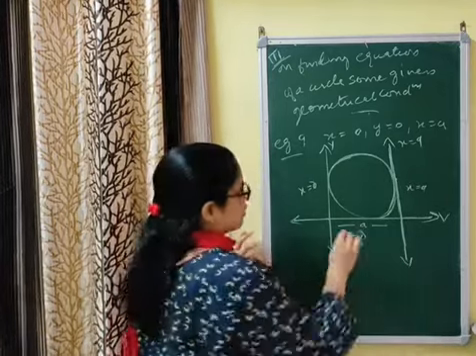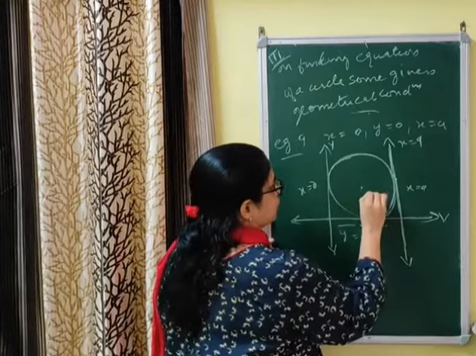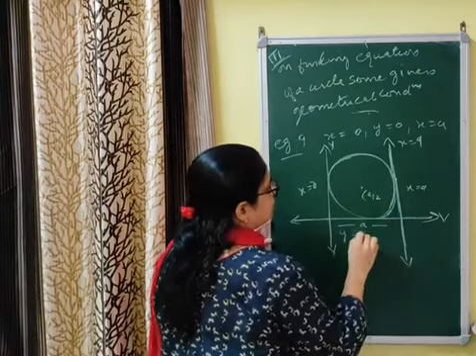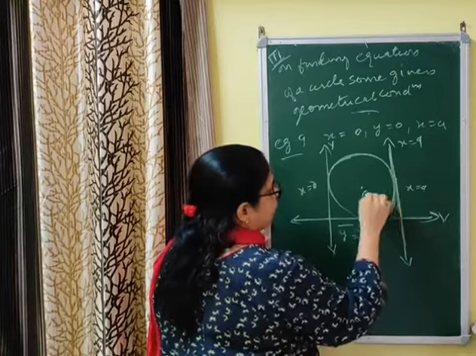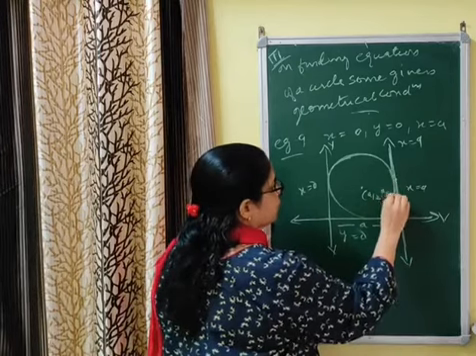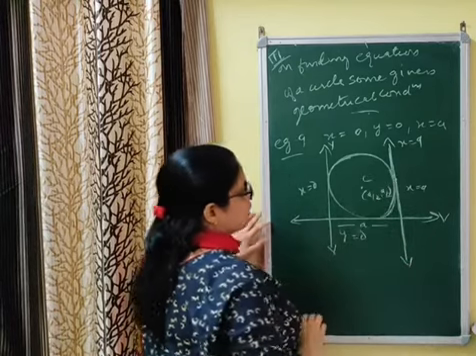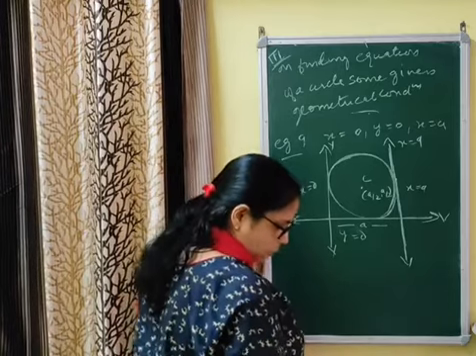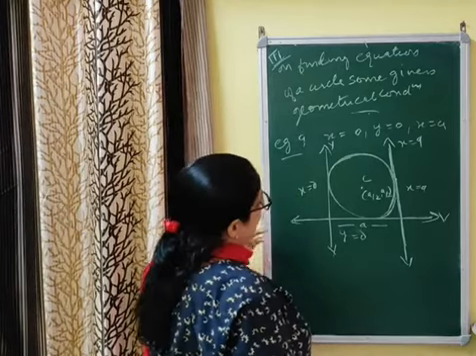Then if this is a, the radius will be half of this one. The center is, this is a by 2. Again this is a, then half of this is a by 2. That is, you get the center as a by 2, comma a by 2. Now the radius is a by 2 only.